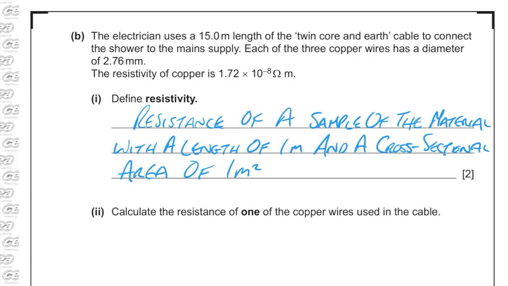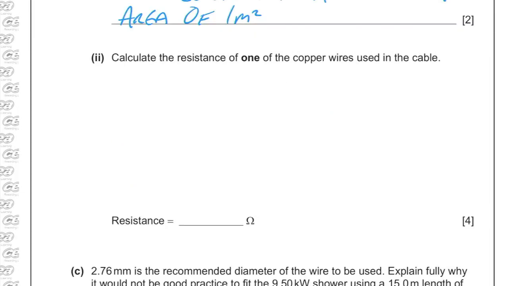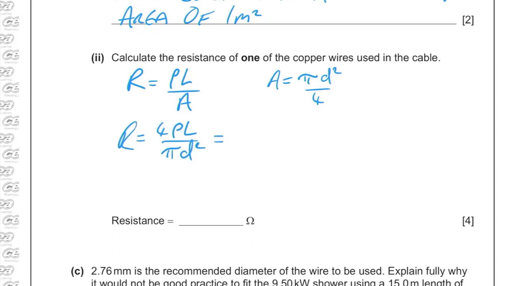Calculate the resistance then. So we have an equation for that, and it's that R is rho L over A. And we can think of A as pi r squared or pi d squared over 4. So R would then be 4 rho L over pi d squared. And it should be possible just to sub into that now.